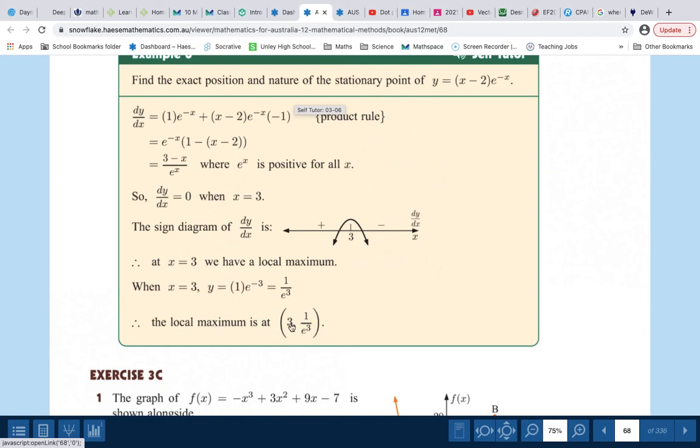So you take your 3, you put it back into the original function, all right? That'd be 3 minus 2 is 1, e to the minus 3, basically. So that's 1 on e to the 3, and they've written that in. Okay, thank you.